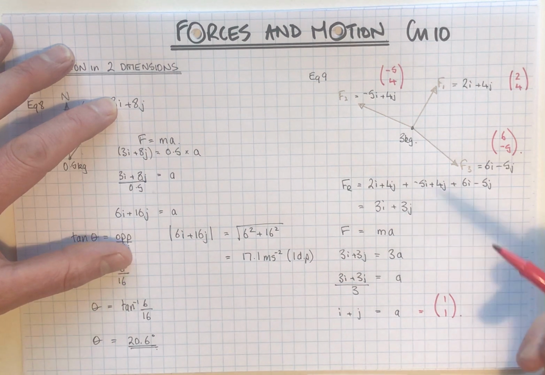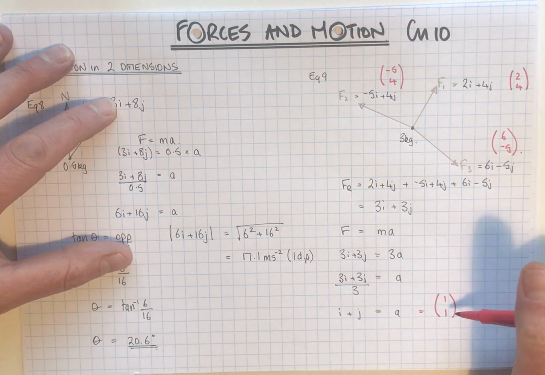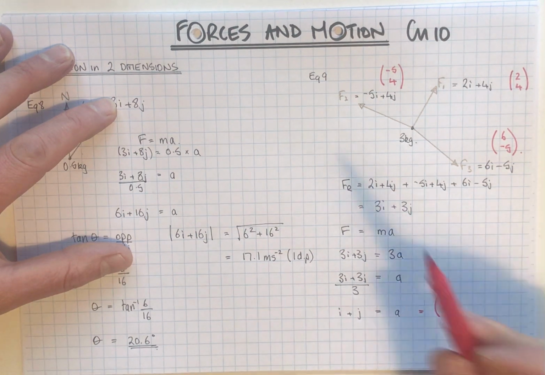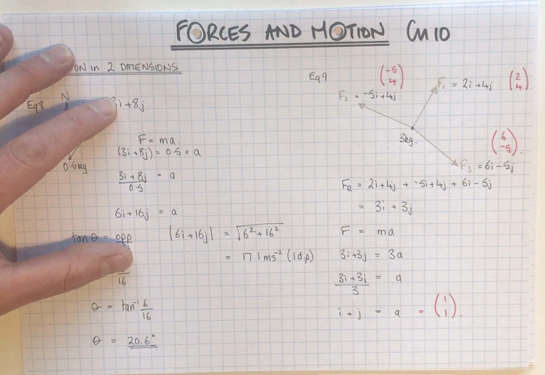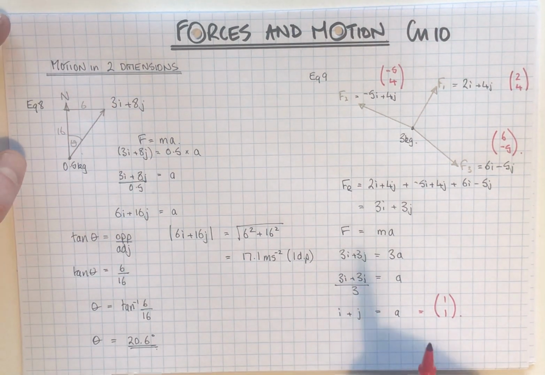If you're asked to work out the magnitude of this one, then obviously you could use Pythagoras. 1 across, 1 up would give you a magnitude of root 2. And because they're the same, it would be a 45-degree angle from x, which would also give it a 45-degree bearing. So that's the 4th part of Forces in Motion of Chapter 10.